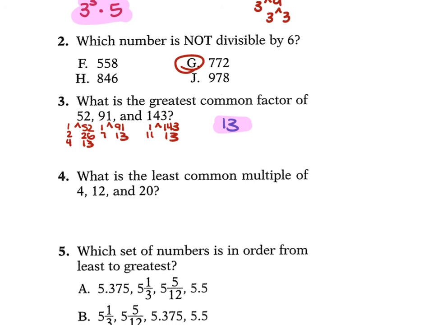For 4, it asks, what is the least common multiple of 4, 12, and 20? Well, 4 is 2 times 2. 12 is 2 times 6, which is 2 times 3. 20 is 2 times 2 times 5. So we can have the 2, so these can cross out. We have another set of 2s, so that's another 2. And then we have a 3 and a 5. So this is going to be 4 times 3, which is 12, times 5, which is 60.